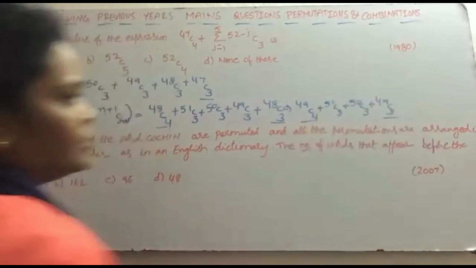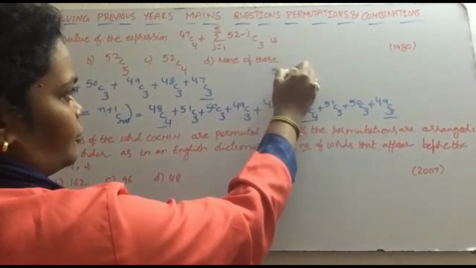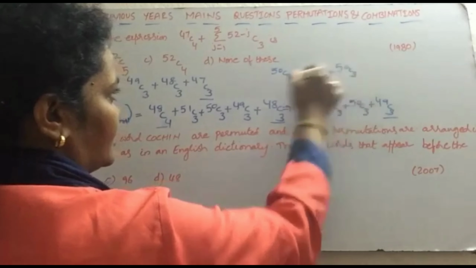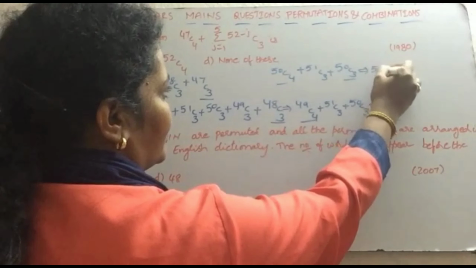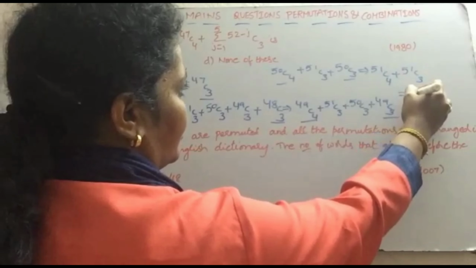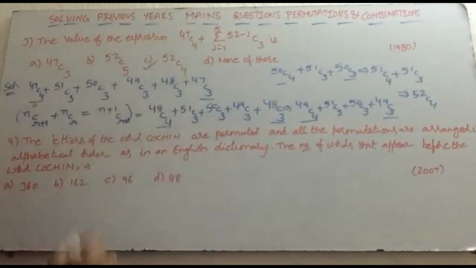For these two, we will write 50C4. So 50C4 plus 51C3 plus 50C3. For these two, 51C4 plus 51C3. For these two, 52C4. So what is the option? Option C is correct, 52C4.